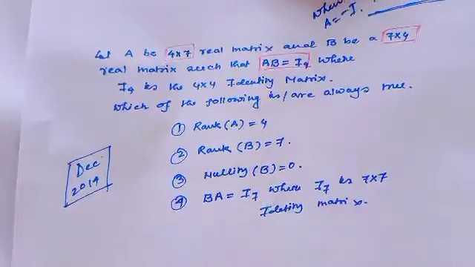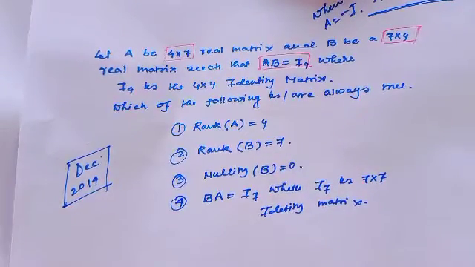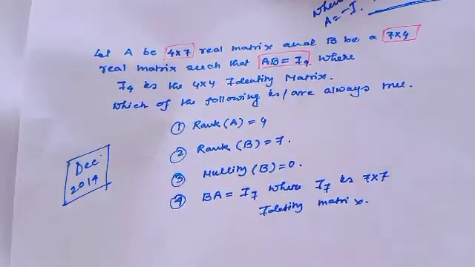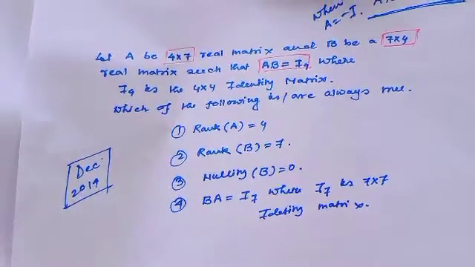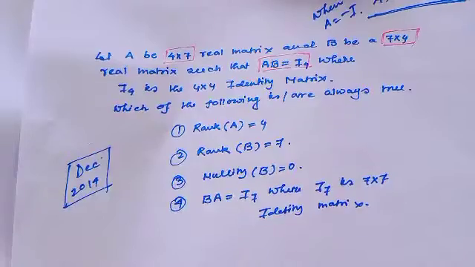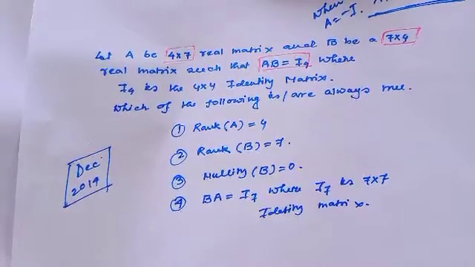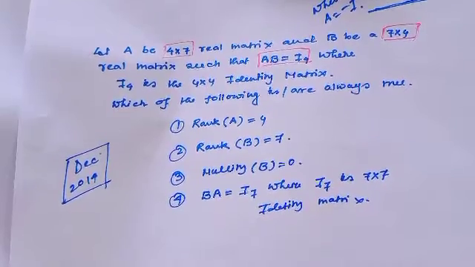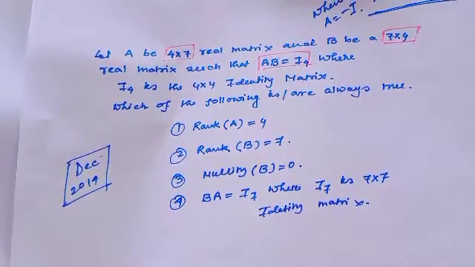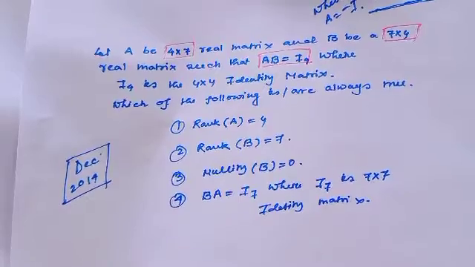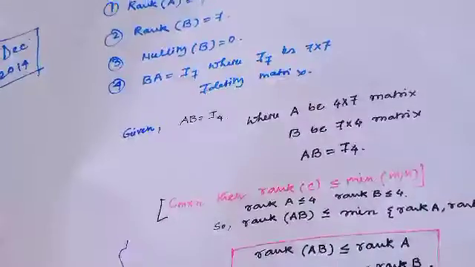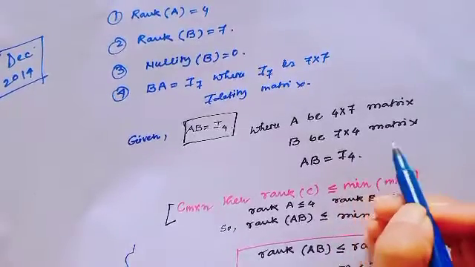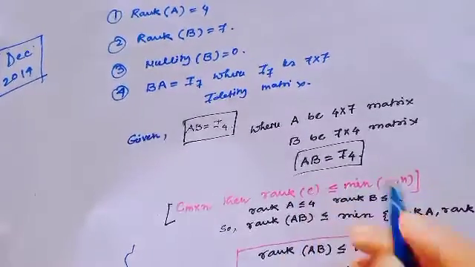This is a very interesting and very important question. This type of question I discussed in my previous video. At first, think on your own. First, pause the video and try to solve this problem yourself. Then restart my video and check the solution. Then your idea will be more improved. The solution is this: A is a 4 cross 7 matrix and B is a 7 cross 4 matrix such that AB equals I4.